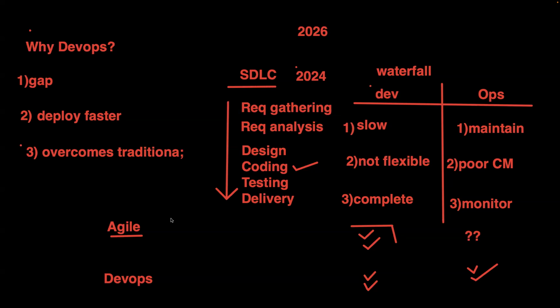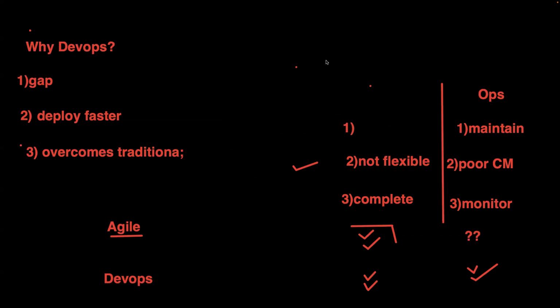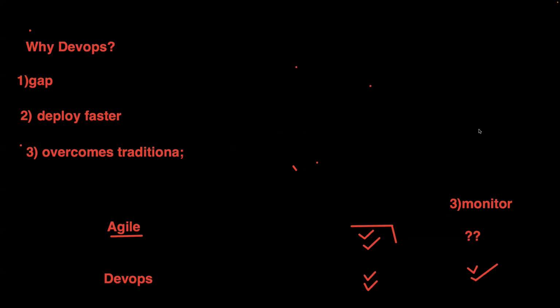So let's have a brief idea about how Agile overcomes these challenges, because to a certain extent development challenges are overcome, right? But how is that possible? Let me give you some idea on that as well. Here the idea is not to teach you SDLC or Agile, but just an idea so that you could understand the importance of DevOps.